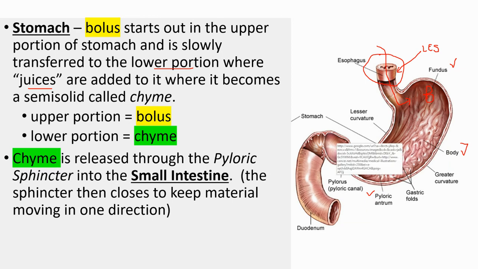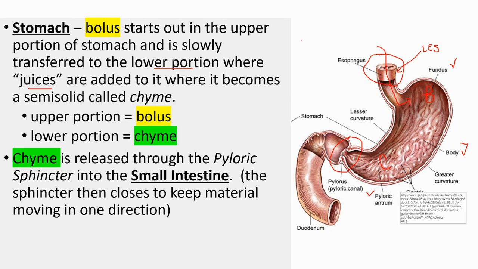It's released through the pyloric sphincter, so just like the esophagus, you've got a sphincter on the end of this stomach right here. So you've got your upper sphincter, and then you've got this sphincter way over here. This is called the pyloric sphincter, and you can see how it is kind of pressing inward here, allowing that food to either stay in the stomach, or if it opens, it will allow the food to enter into the first section of the small intestine. So that's your pyloric sphincter.